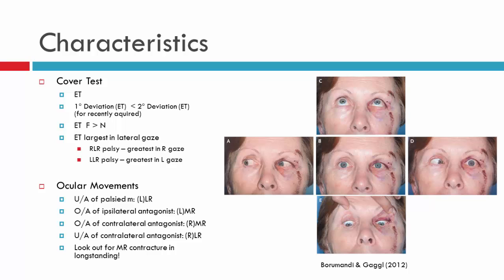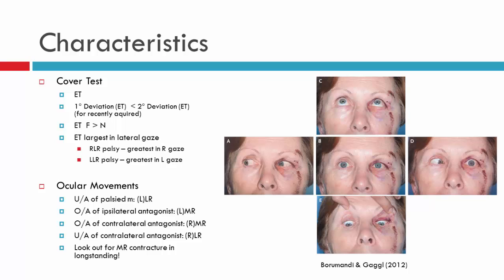Okay, the other obvious characteristic will be that the ET will be larger in lateral gaze. So if you have a right lateral rectus palsy, it'll be larger in right gaze where the lateral rectus acts, and then if you have a left lateral rectus palsy, it'll be larger in left gaze. Of course, if it's long-standing, it becomes more concomitant. The incomitancy between positions of gaze will alter, and we'll see similarity between, say, for instance, primary, right gaze and left gaze. In terms of ocular motility, be aware of your muscle sequelae.